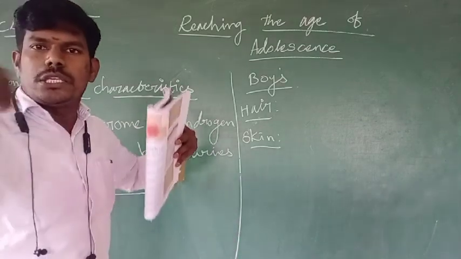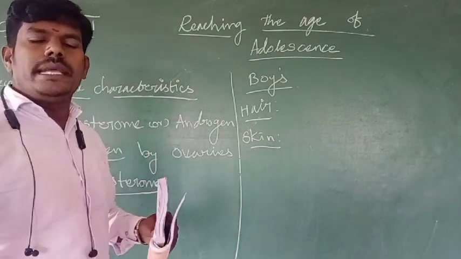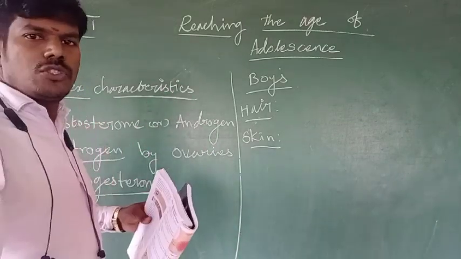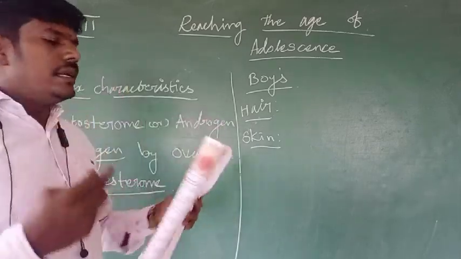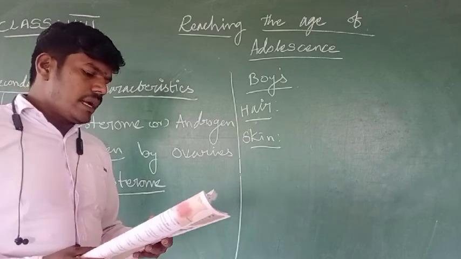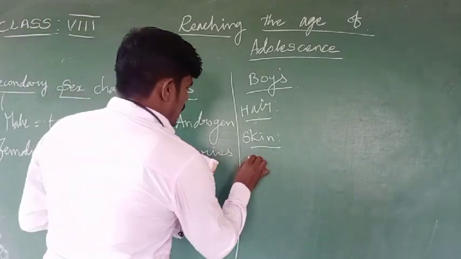That means the shoulders become broad, you know that. Before puberty, young persons do not have broad shoulders. After puberty, the person's shoulders will become broader. That's the skin. And then the next one, gland.